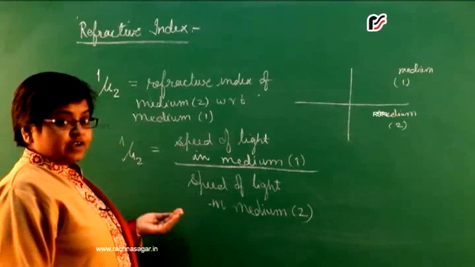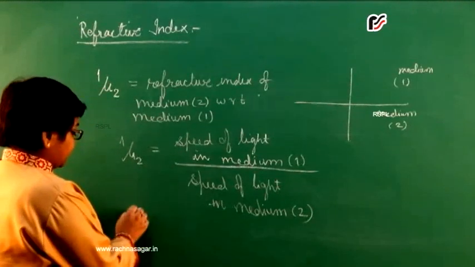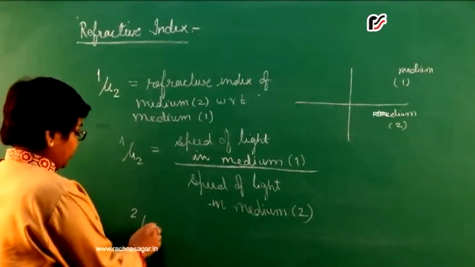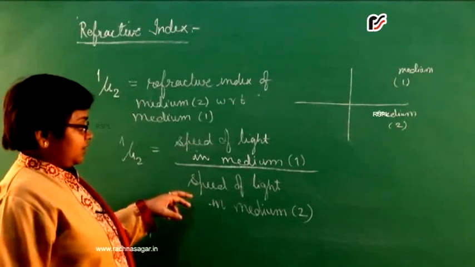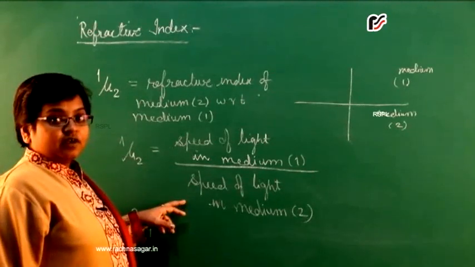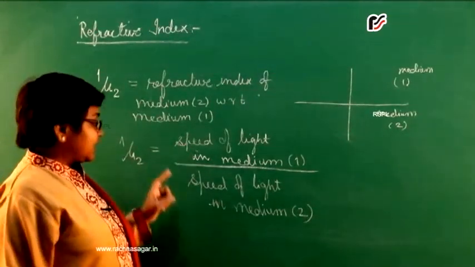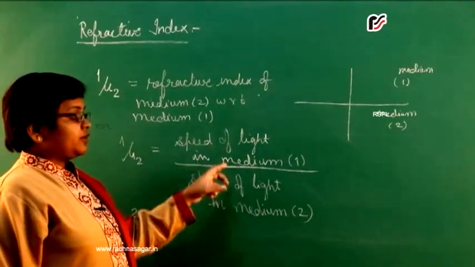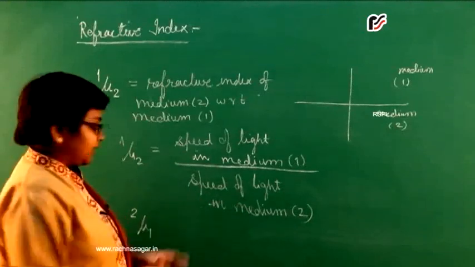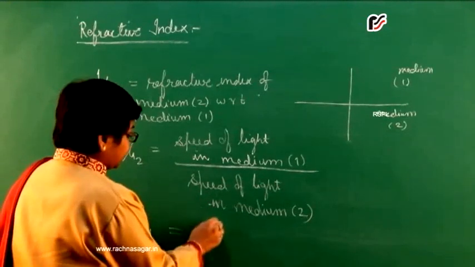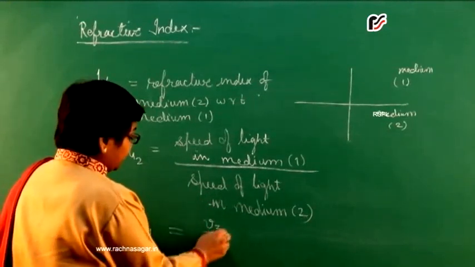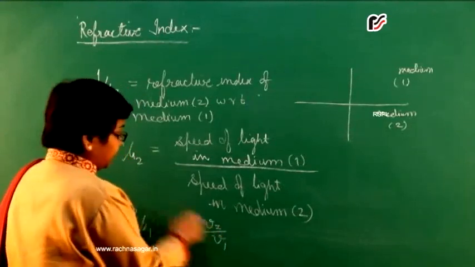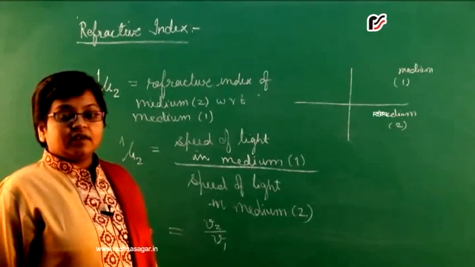If we reverse the condition, we write it as 2 mu 1. This relation is also invertible. That is, speed of light in medium 2 divided by speed of light in medium 1.